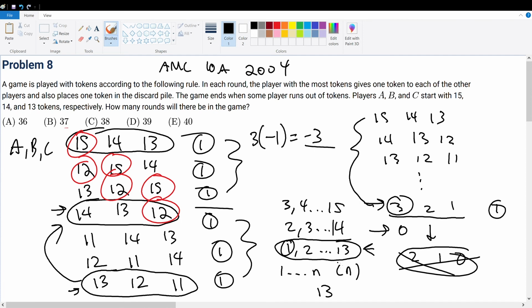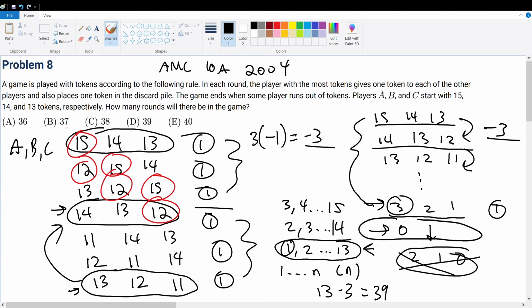Now, how many rounds do each of these patterns correlate with? Well, to get from here to here, we must have lost 3 tokens. And in order to do that, we must have gone through 3 games. So 13 times 3 will be the total number of rounds that have occurred, which is 39. But notice here that we must add the latter one. Because after we get to 3, 2, 1, 3 must give away his 3 tokens to end the game. And that is 1 additional round. So instead of 39, we must plus 1 to include the final round, which is 40.